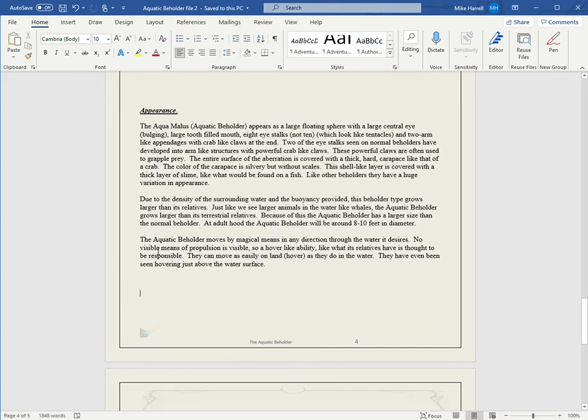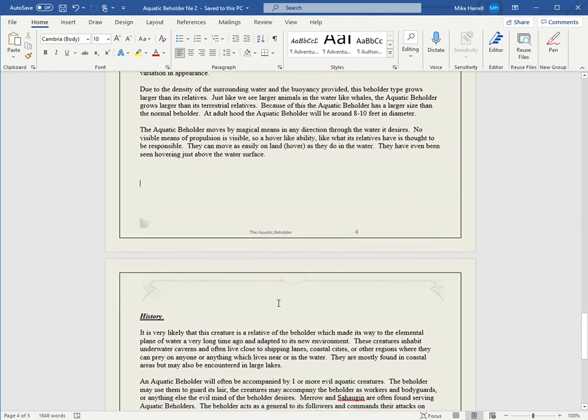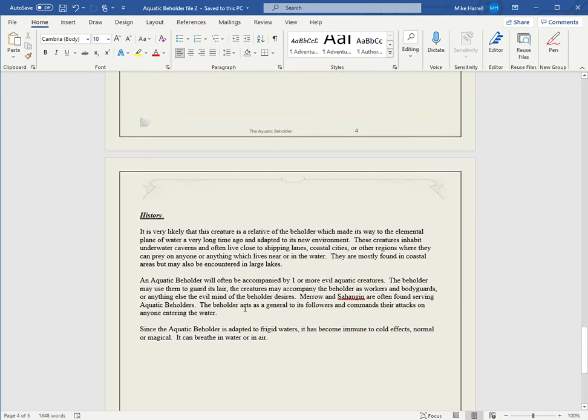The Aquatic Beholder moves by magical means in any direction through the water it desires. No visible means of propulsion is visible, so a hover-like ability, like what its relatives have, is thought to be responsible. They can move as easily on land, hovering just like other Beholders do, just like they do in the water. So again, they don't have to stay in the water. They have even been seen hovering just above the water surface, maybe when approaching a ship to attack, maybe a coastal village, something such as that.